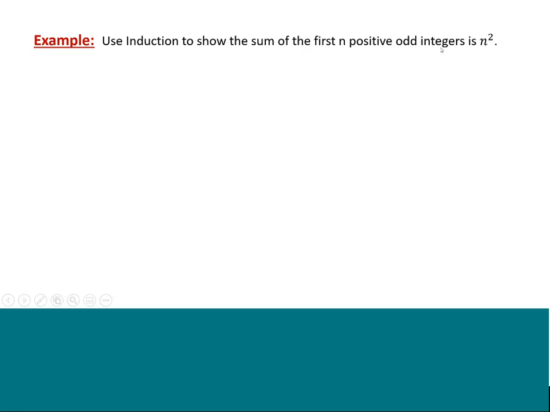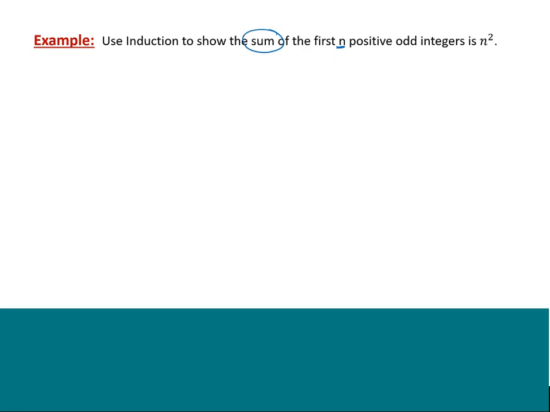Note, we've dealt with this before. Now we just want to go ahead and put it together in the symbols. Okay? So here are the key things that we are looking at. We're looking at a sum. Don't forget the sum. And we're looking at the first n, so we're looking at n positive odd integers.